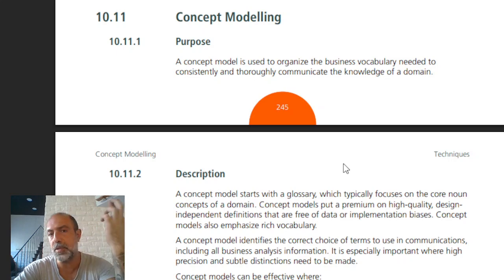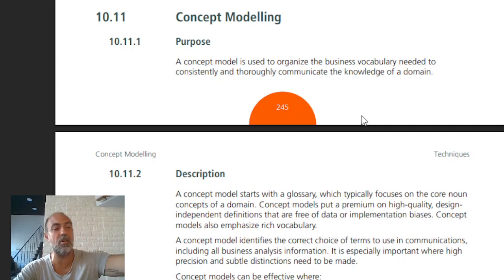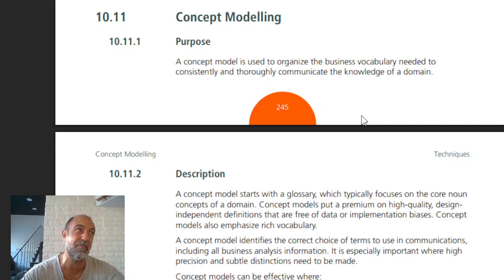And then what's the purpose of concept modeling? I have no idea. What is concept modeling? It's kind of like designing a concept. And a concept could lead to a feature, to a product, could be the result of a feature or a product, I have no idea. So a concept model is used to organize the business vocabulary needed to consistently and thoroughly communicate the knowledge of the domain. All right, so I was off. Concept modeling is kind of like how we're going to explain the concept that we're working on, or we're dealing with, or we're working around. Maybe I wasn't that off, but I was.